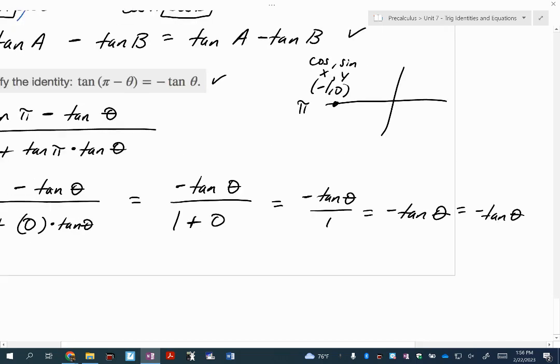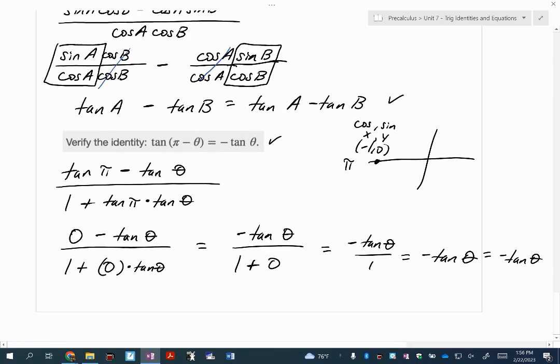All right, okay, that's it. So hopefully you'll get some practice with these different sum and difference identities. And like I said, we'll make sure you're ready for the formula quiz on these as well. Good luck.